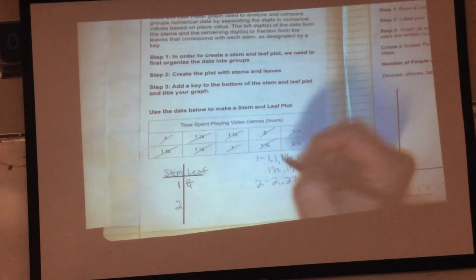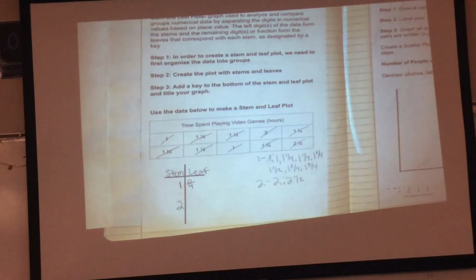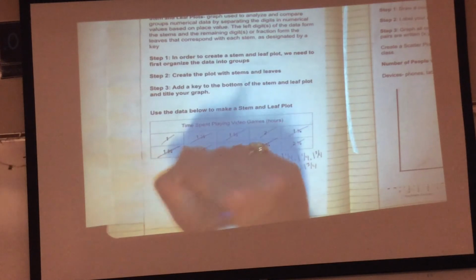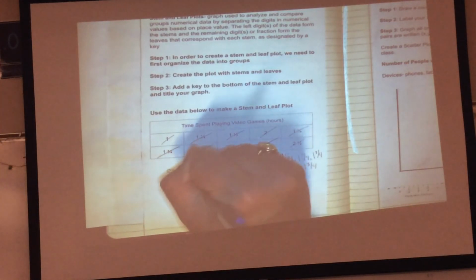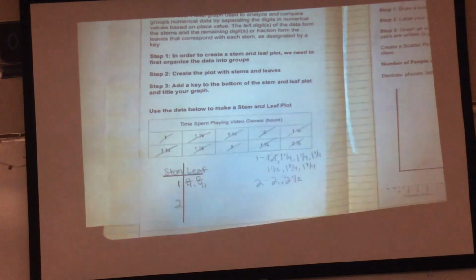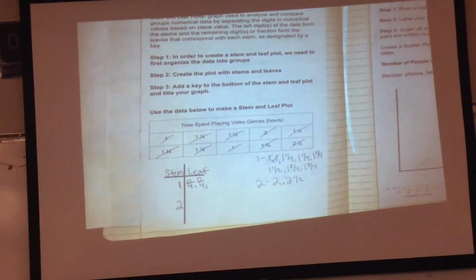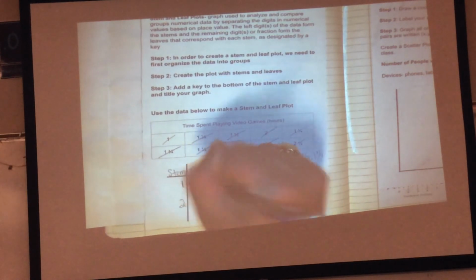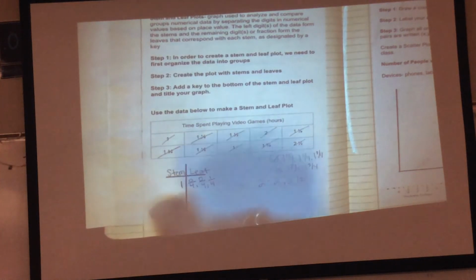Okay, so how many 0/4 do I need? 2. So I have 2 people that played for an hour. Do we do the comma? Yes, that separates them. Okay, what will my next leaf be? 1/4. I have my 1 on this side, my 1/4 there.